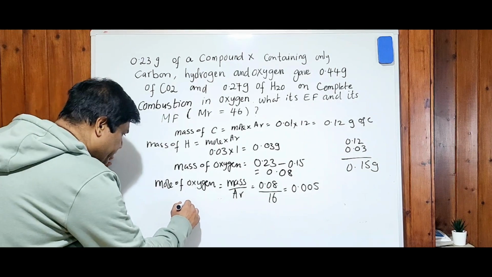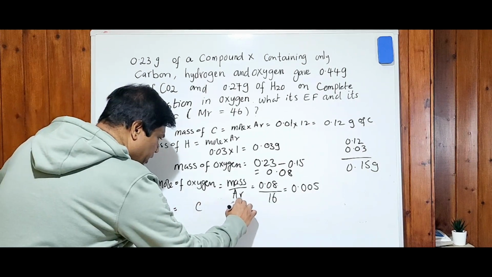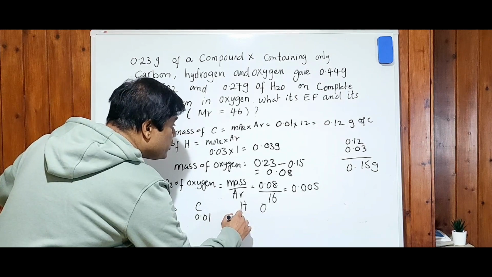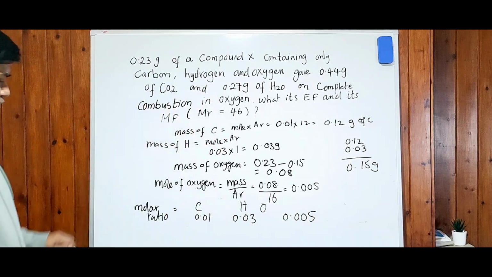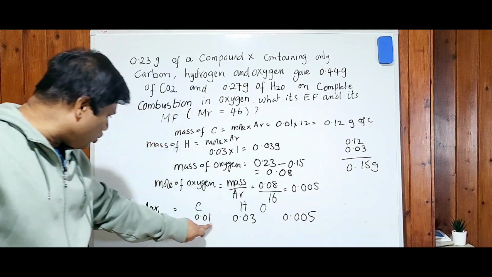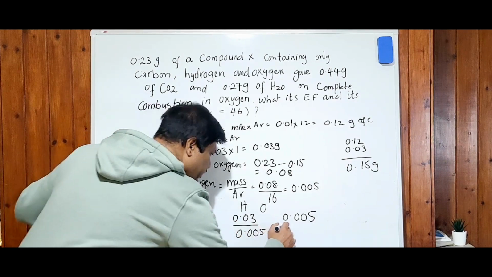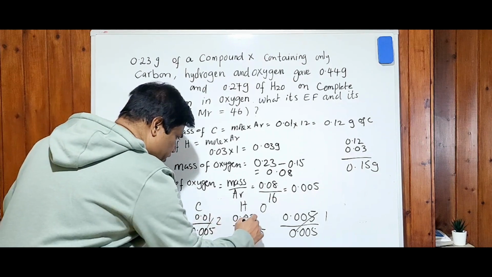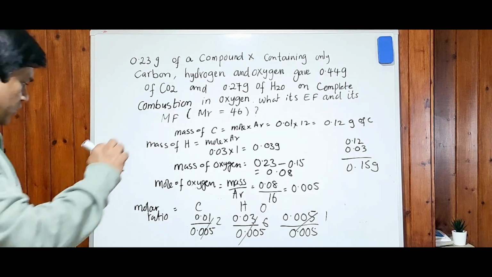Let's see. So the molar ratio equals carbon, hydrogen, oxygen. What's the molar ratio? Carbon 0.01, hydrogen 0.03, and oxygen 0.005. Check which one is the smallest one. Sorry, this one is the smallest. So divide all the numbers by 0.005. This equals 1, this equals 2, this equals 6. Use your calculator.